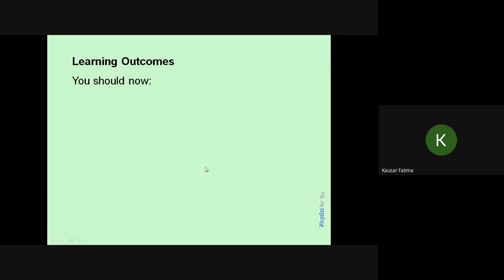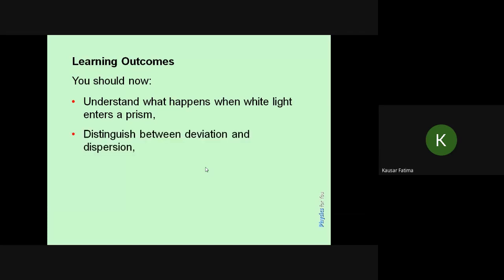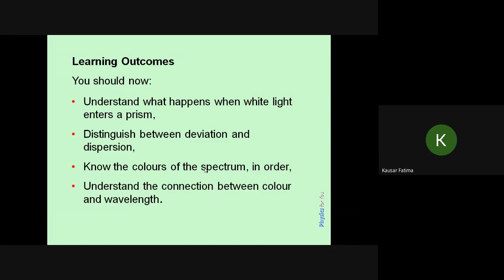So now you should know what happens when white light enters a prism, and you can distinguish between deviation and dispersion, and know the colors of spectrum in order, and the connection between the wavelength and the color.